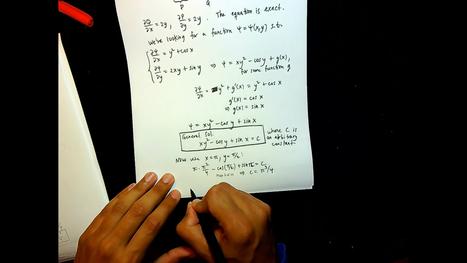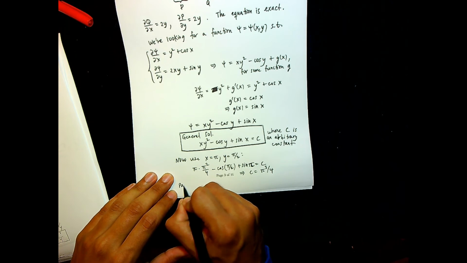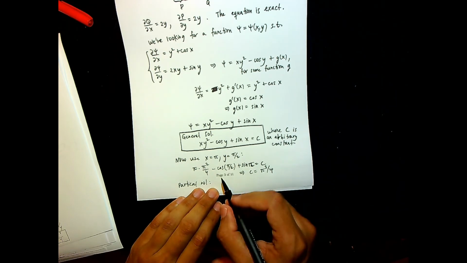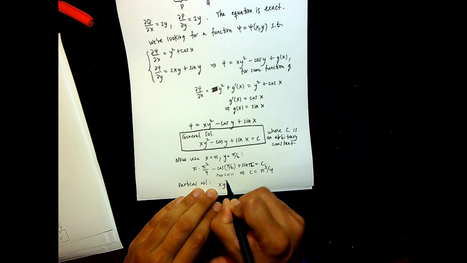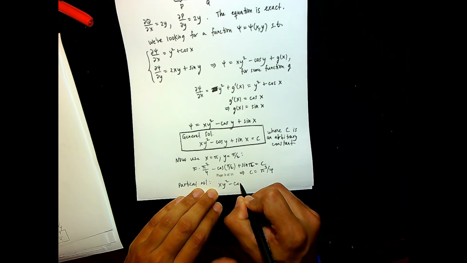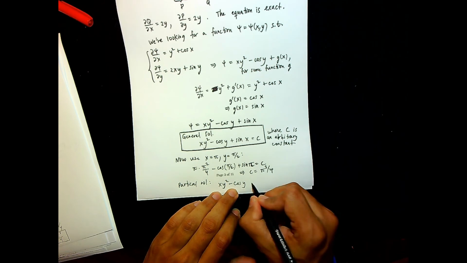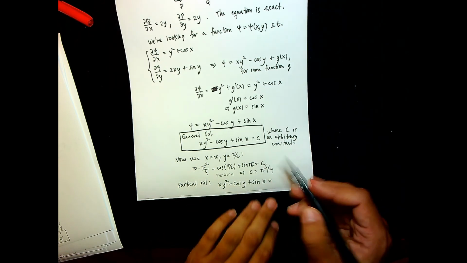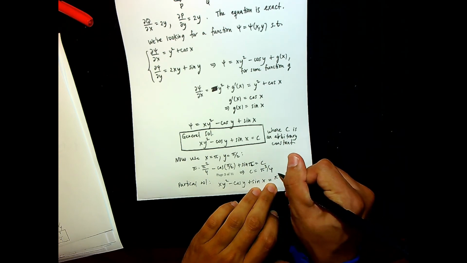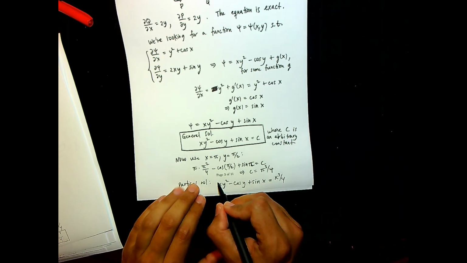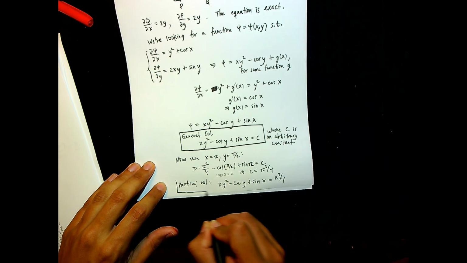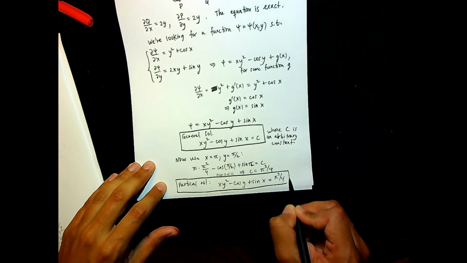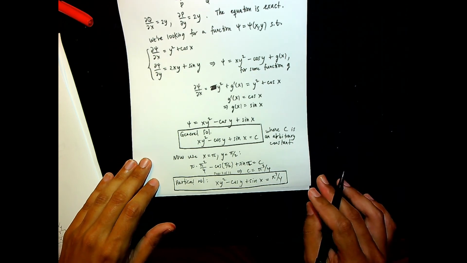So that means now the particular solution is xy squared minus cosine of y plus sine of x equals C, and C is pi cubed over 4. So that is the solution to the initial value problem.